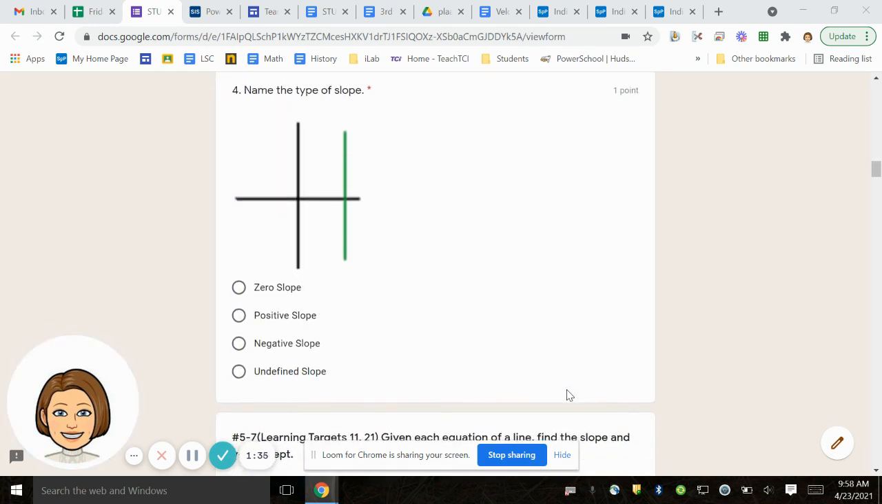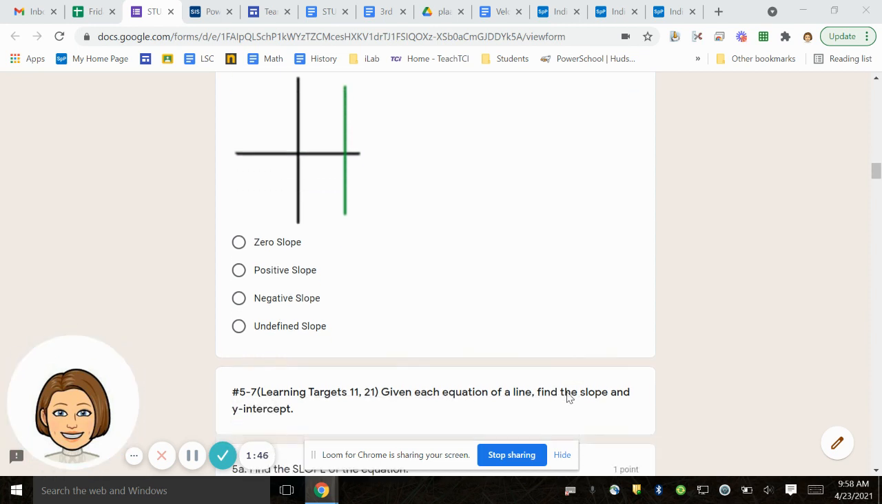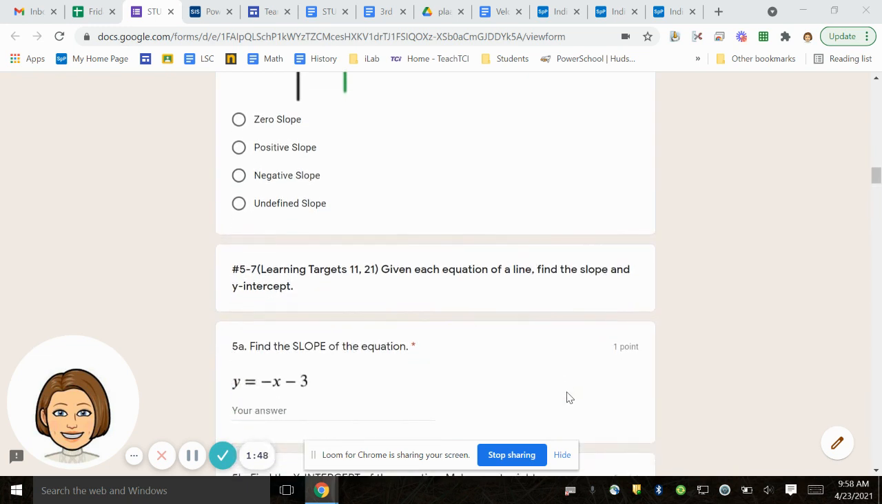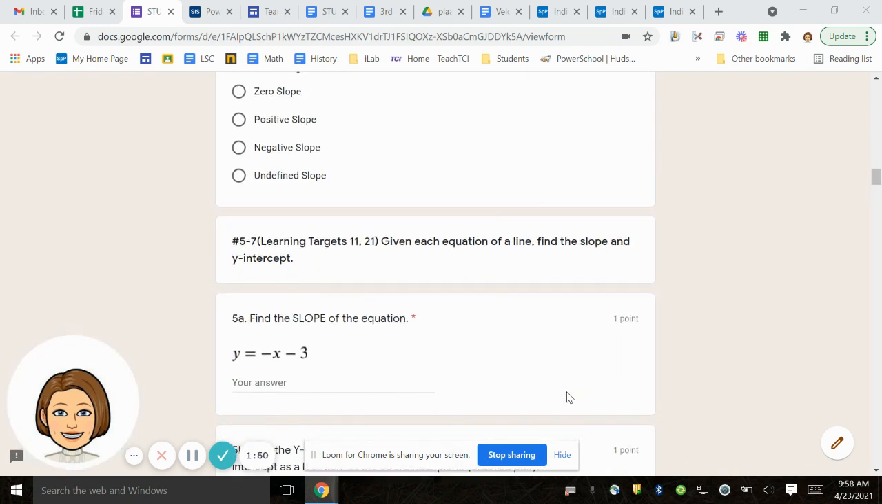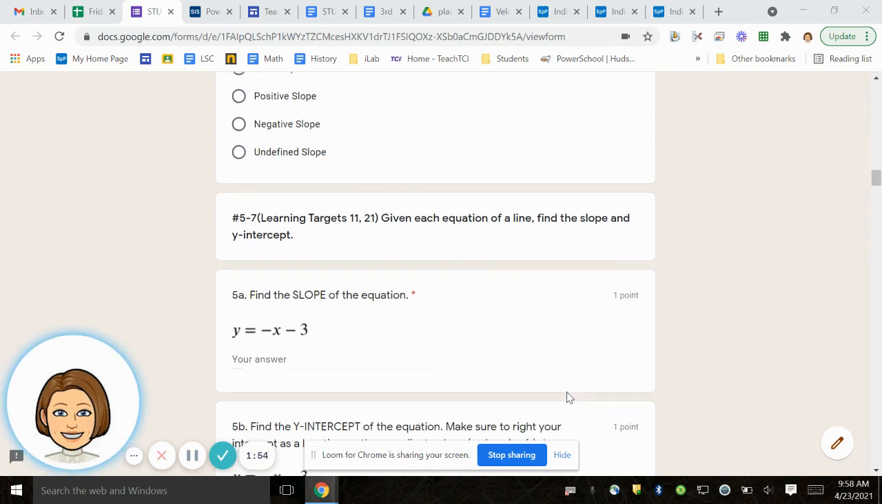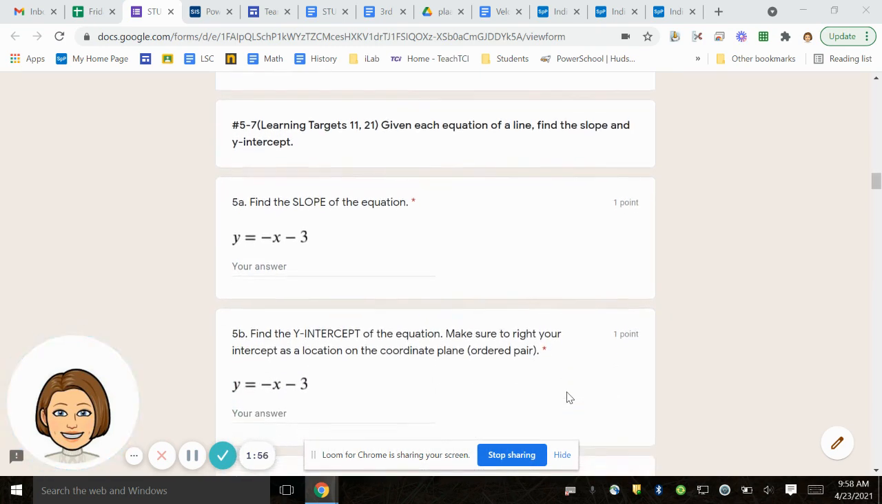Number 4, name the type of slope. Zero slope, positive slope, negative slope, undefined slope. Numbers 5 through 7, given each equation of a line, find the slope and y-intercept.